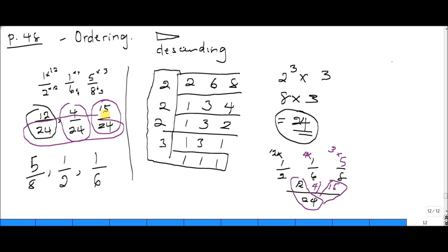Okay, so after finding 24 as the lowest common denominator, now it's time to order them, and they say descending, so we start from the largest to the smallest. So the largest here would be 15 over 24, which is the same as 5/8. Then it would be 1/2, which is the same as 12 over 24, and then it would be 1/6, which would be 4 over 24.